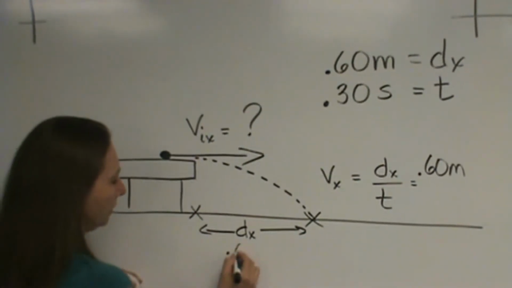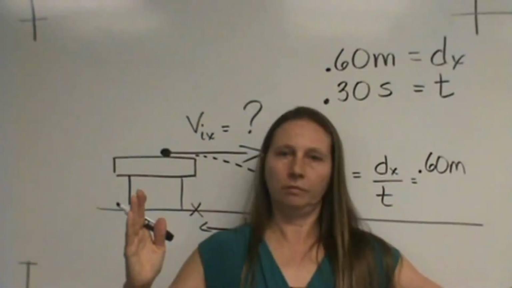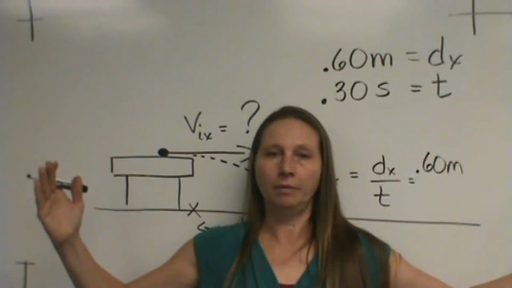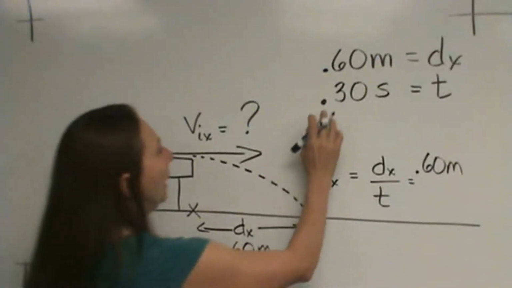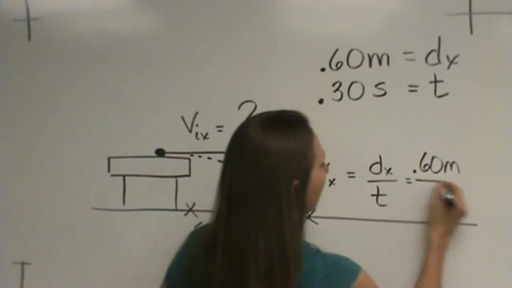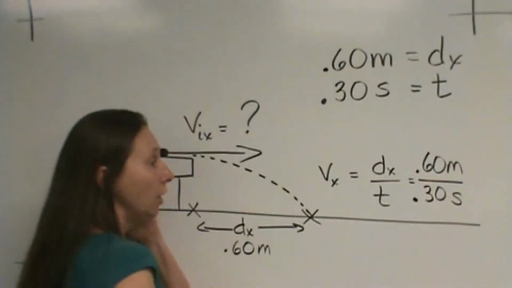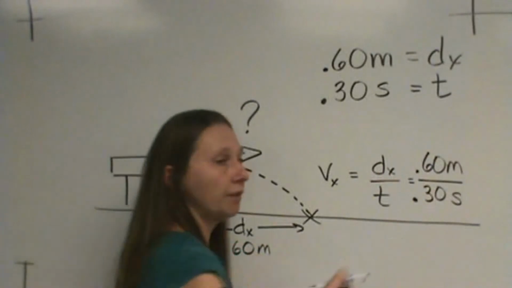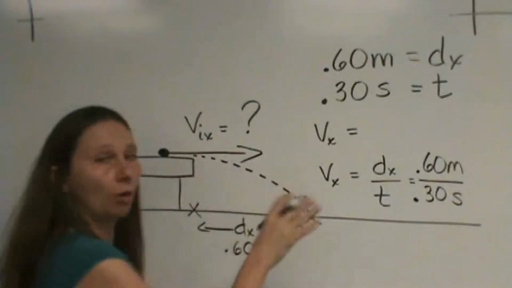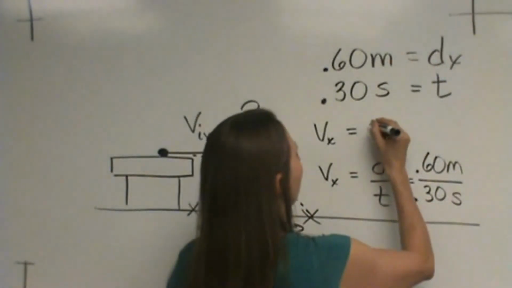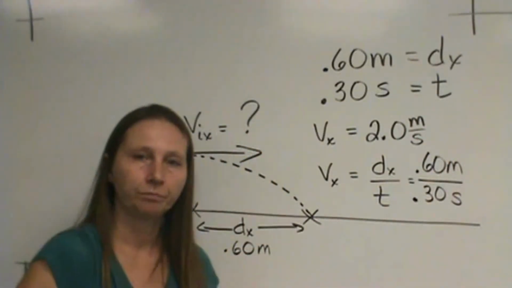0.60 divided by 0.30. So the velocity, 0.6 divided by 0.3 is 2. So the velocity of that marble, when it rolled off the edge of the table, horizontally, was exactly 2 meters per second. All right? So if we know the time and the range, we can find the initial horizontal velocity. If we know the initial horizontal velocity and the time, we can find the range.